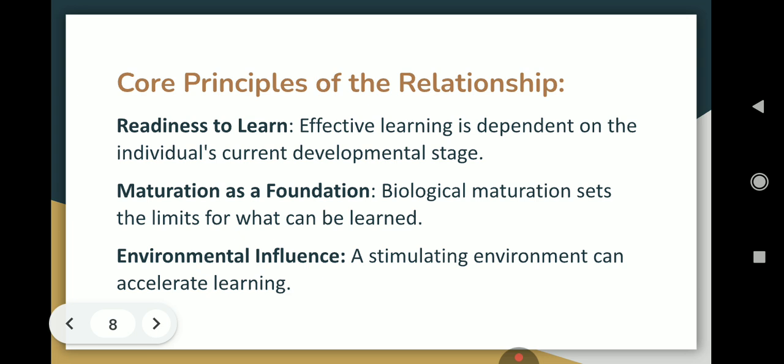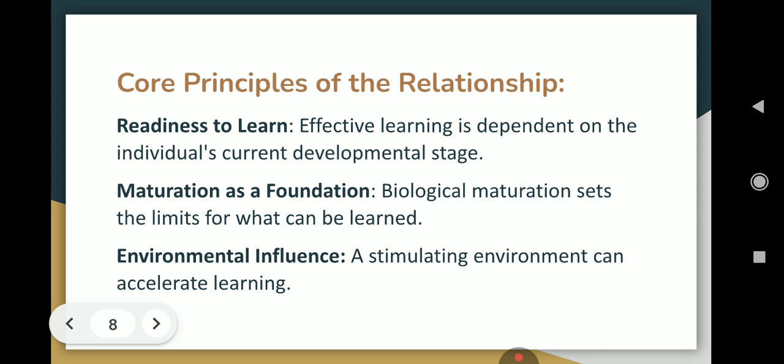Core principles of the relationship. What we have seen so far is the relationship between learning and development, and the core principles of this relationship are listed below: readiness to learn, maturation as a foundation, environmental influences. Readiness to learn. Learning cannot be forced. As Piaget said, the child should be biologically and psychologically prepared for it. You cannot force something on a child.